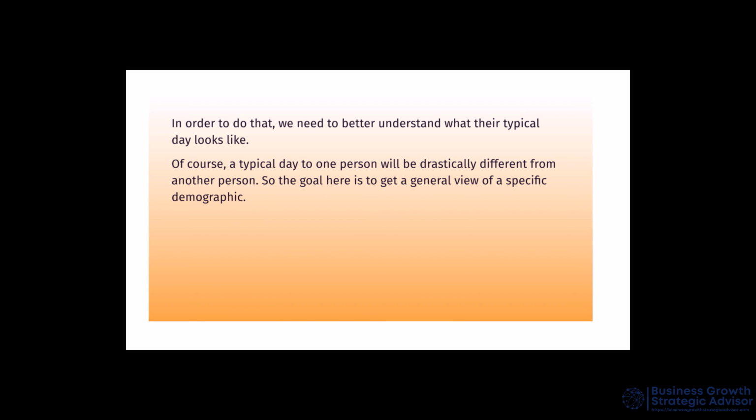Now, of course, a typical day for one person is going to be drastically different from another person. So the goal here is you don't necessarily have to get perfect. It's just to get a general view of a specific demographic, if that makes sense. So let's take a closer look and break things down.